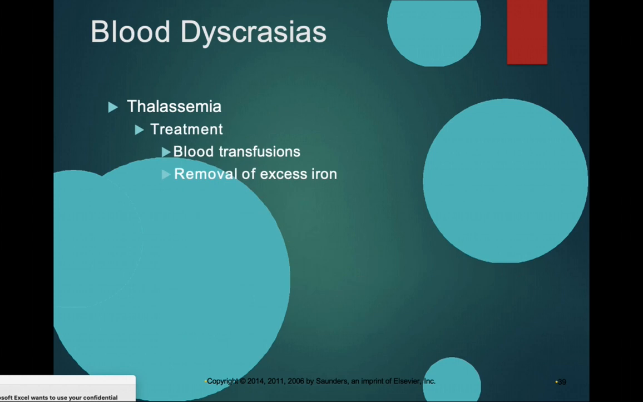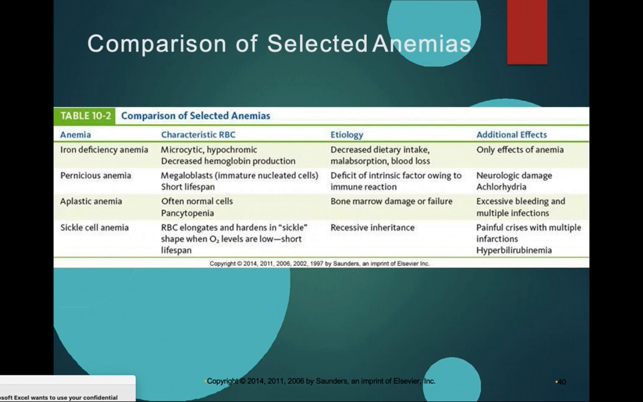Okay. The treatment is blood transfusions and the removal of excessive iron. They refer to that as chelation or chelation therapy. This is just a little chart that you can use that does a very nice comparison between iron deficiency anemia, pernicious anemia, aplastic anemia, and sickle cell anemia. So you may want to kind of pause this for a second and just do a little comparison side by side to these, okay?